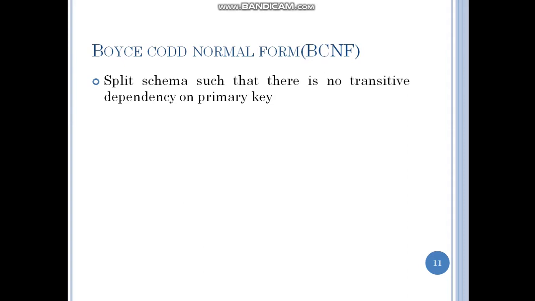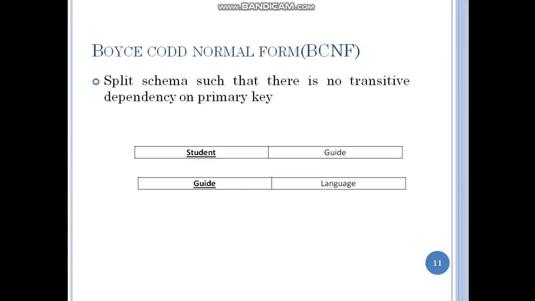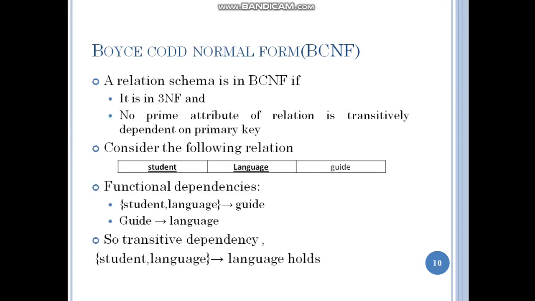To convert it into BCNF, we need to remove the transitive dependency on the primary key. So if we split the schema as schema 1: student, guide, and schema 2: guide and language, it will get converted to BCNF. Please note that there is a very small difference between 3NF and BCNF. 3NF says that no non-prime attribute should be transitively dependent on the primary key, whereas BCNF says that no prime attribute should be transitively dependent on the primary key.